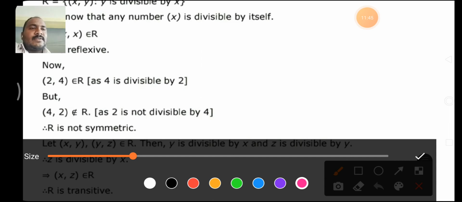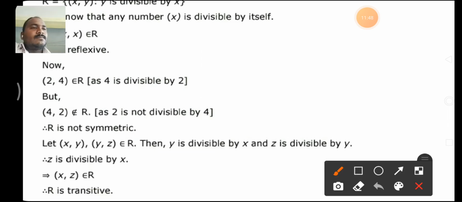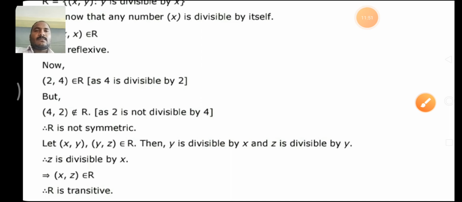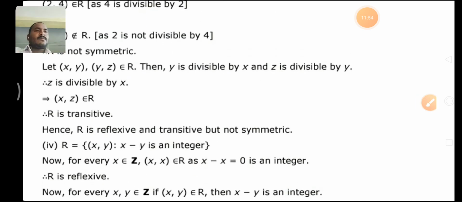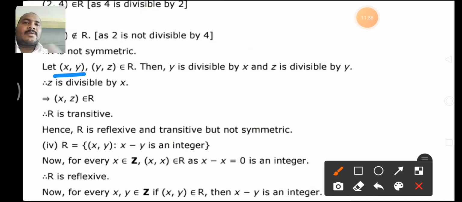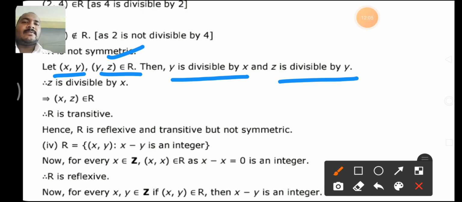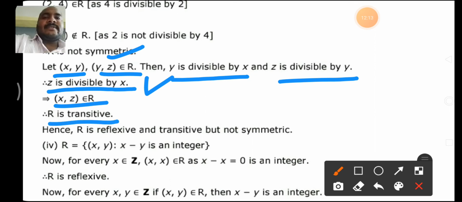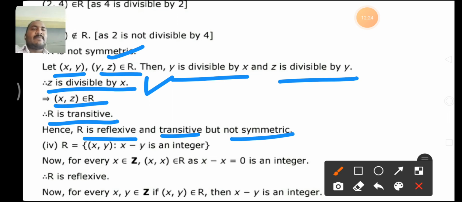Next, check transitivity. If (x,y) belongs to R and (y,z) belongs to R, then y is divisible by x, and z is divisible by y. Therefore, z is divisible by x, it means (x,z) belongs to R. Therefore, R is transitive. Therefore, we conclude that R is reflexive, transitive, but not symmetric.